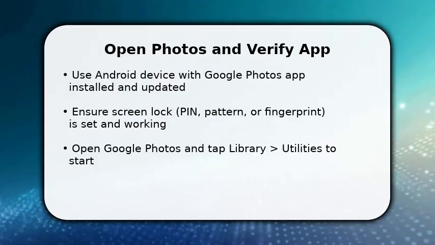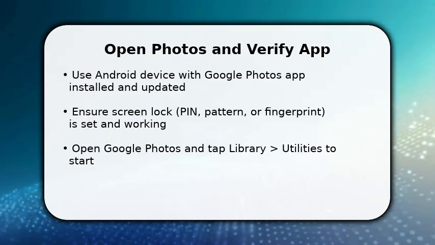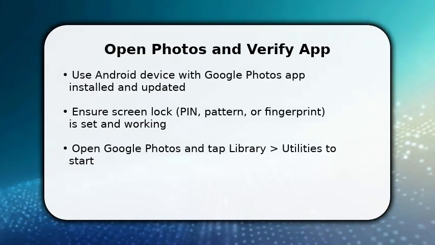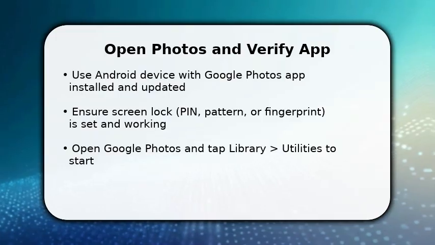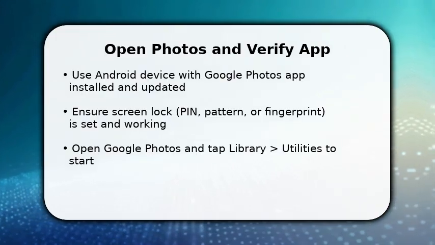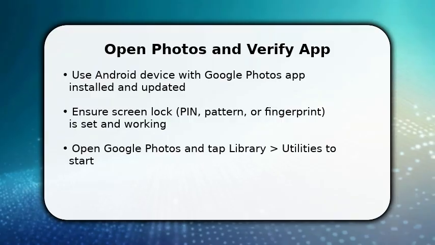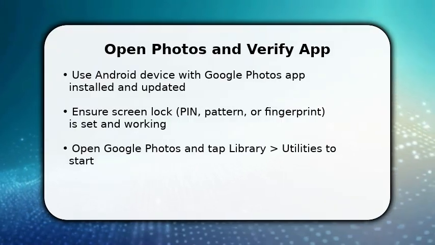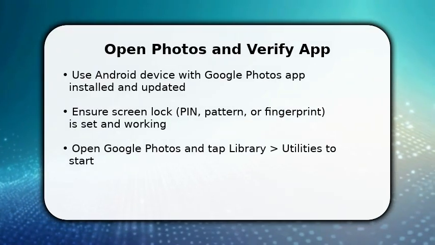You're starting right now. Open Google Photos on your Android device and make sure the app is the latest update. You need a secure screen lock active because Locked Folder uses your device lock. Once that's confirmed, go to Library, then Utilities. Tap Locked Folder to begin setup.